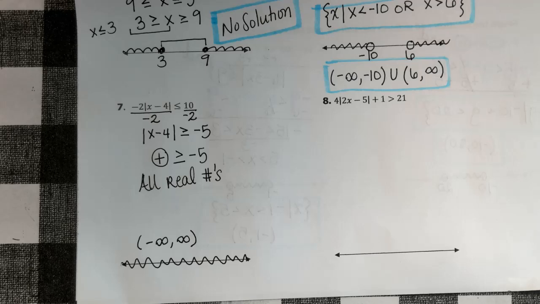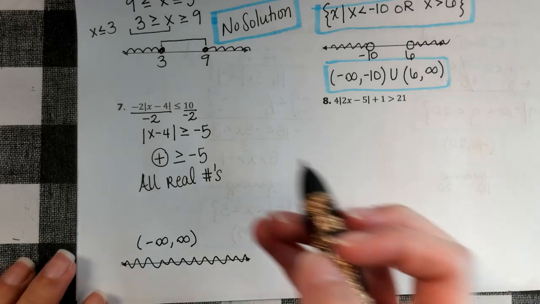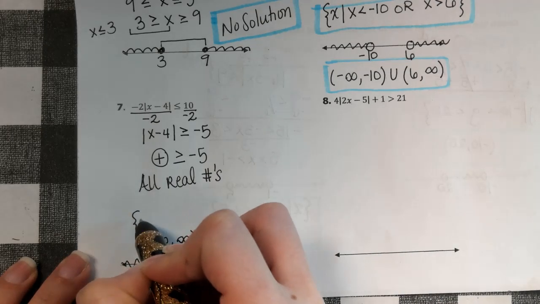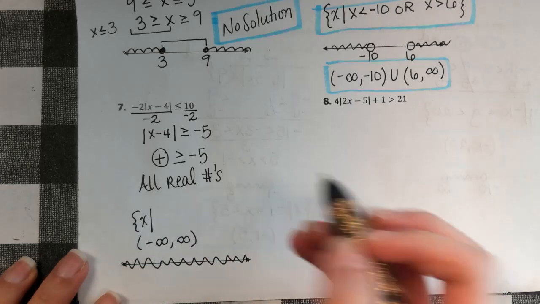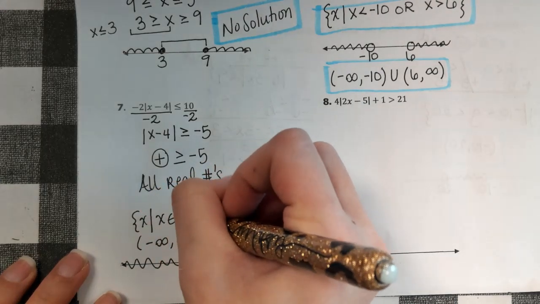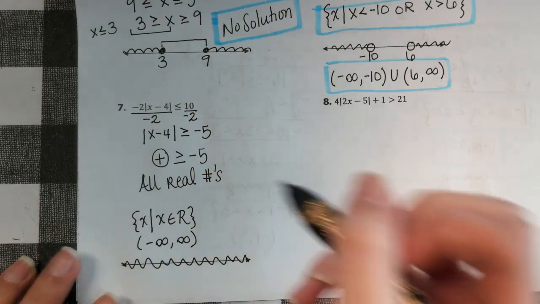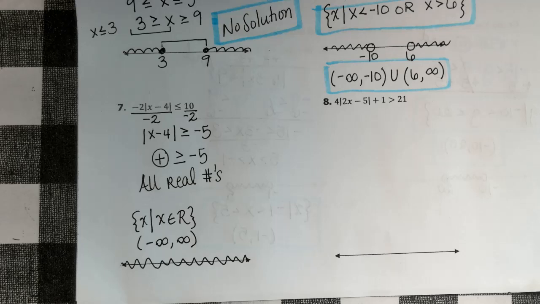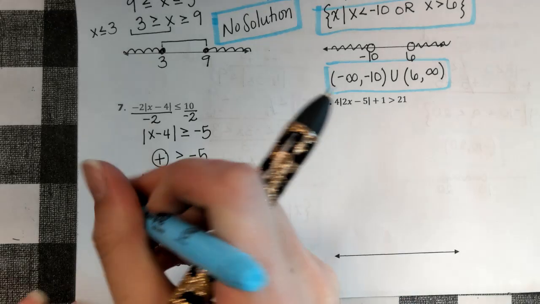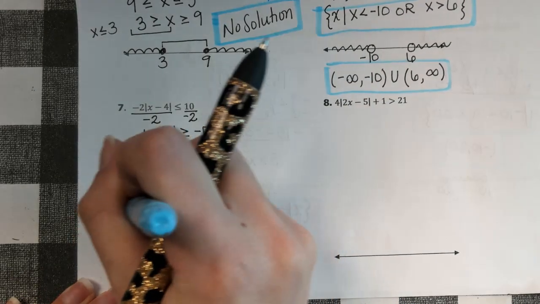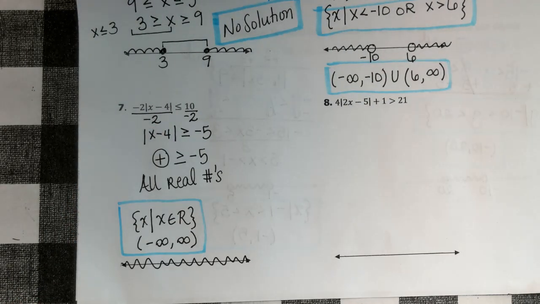Y'all remember that? Okay. Now, my set builder is x is an element of the reals. With no solution, if you recognize it and realize it's no solution without doing the work, you don't put a graph because there's nothing to do. But with all real numbers, you still have to do set builder, interval, and the graph.